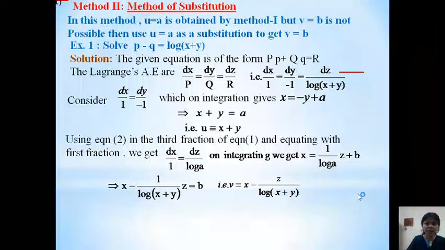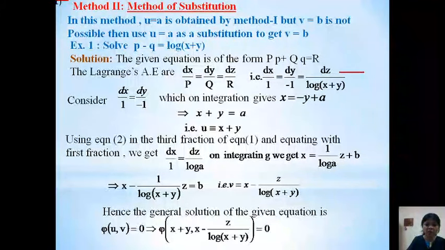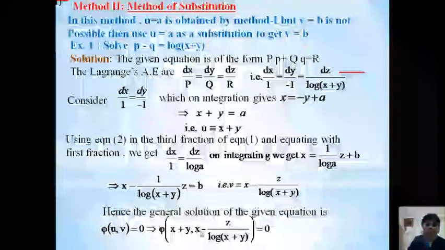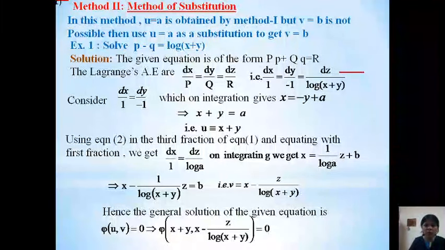So like this, one can make use of the first independent solution to get the second independent solution. Therefore, we can write the general solution as phi of u, v equal to 0, substituting u and v. So in this way, one can use the method of substitution. Let us try to understand it in a better way by taking a second example.